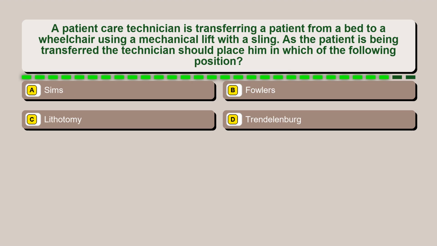Question 76. A patient care technician is transferring a patient from a bed to a wheelchair using a mechanical lift with a sling. As the patient is being transferred, the technician should place him in which of the following positions? Option A. Sims. Option B. Fowlers. Option C. Lithotomy. Option D. Trendelenburg.